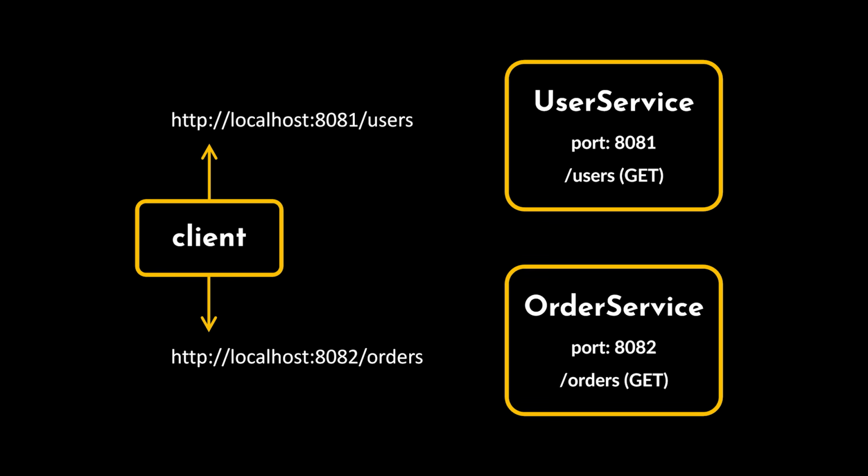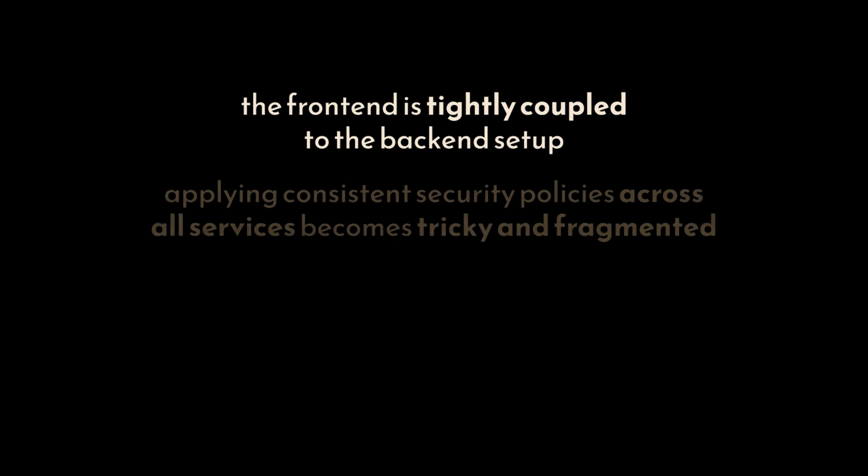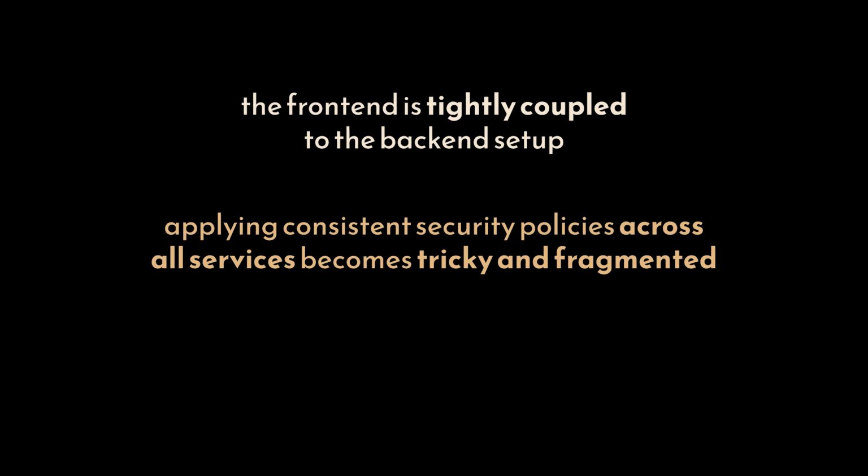That might seem fine at first, but it quickly becomes a hassle. The front end is tightly coupled to the back end setup. It needs to know exactly where each service lives, and if we decide to change a port or scale our services differently, we'd have to inform the client too, which is far from ideal. On top of that, applying consistent security policies across all our services becomes tricky and fragmented. This setup may work in small demos, but it's not sustainable for real-world scalable applications.